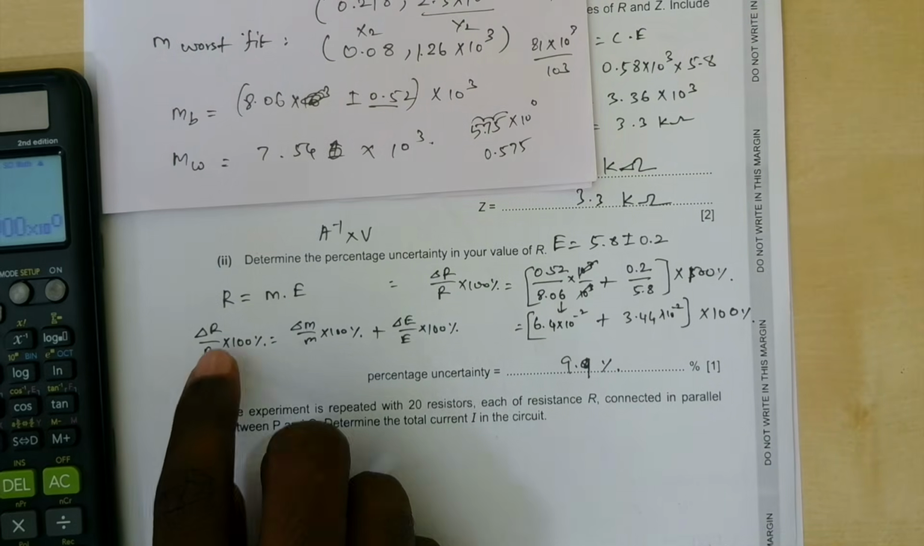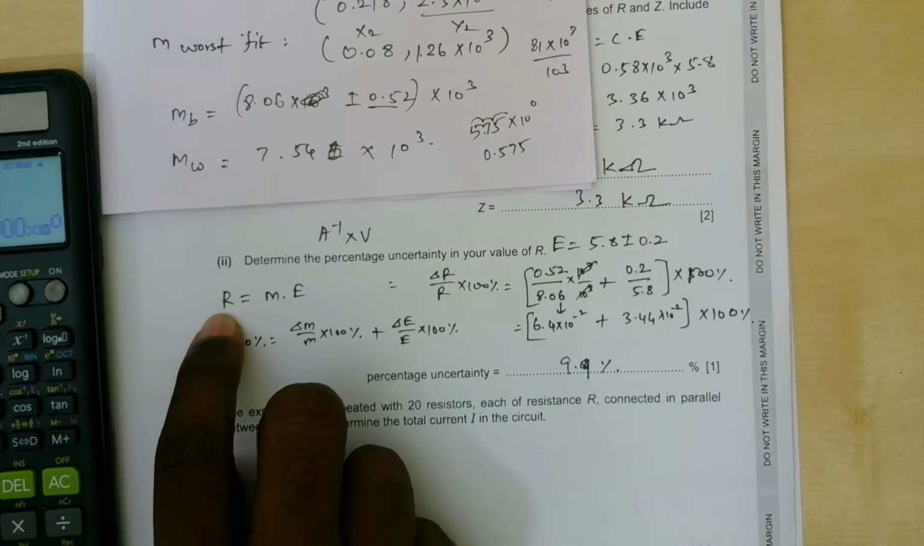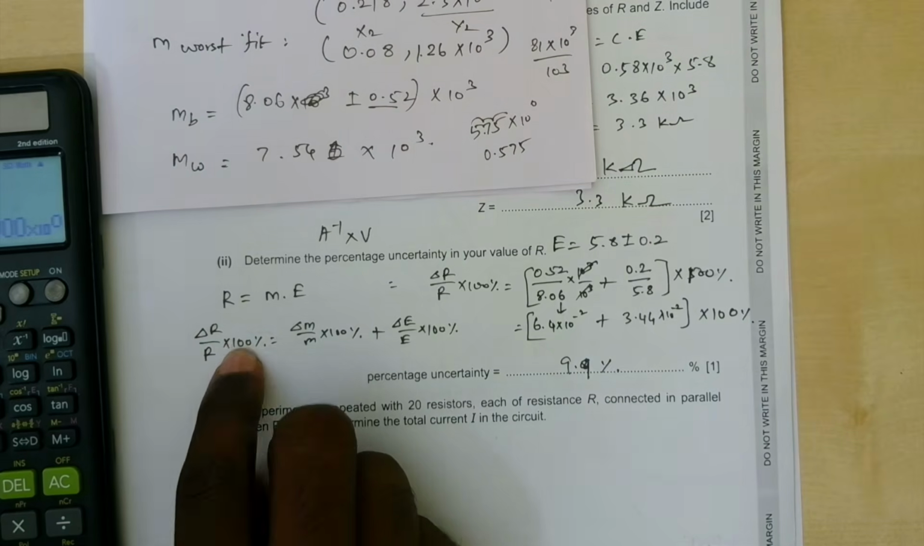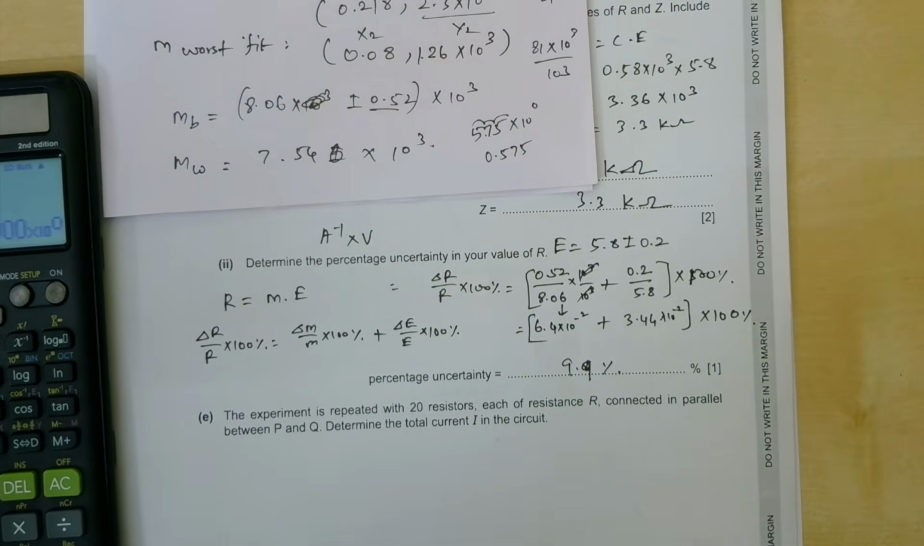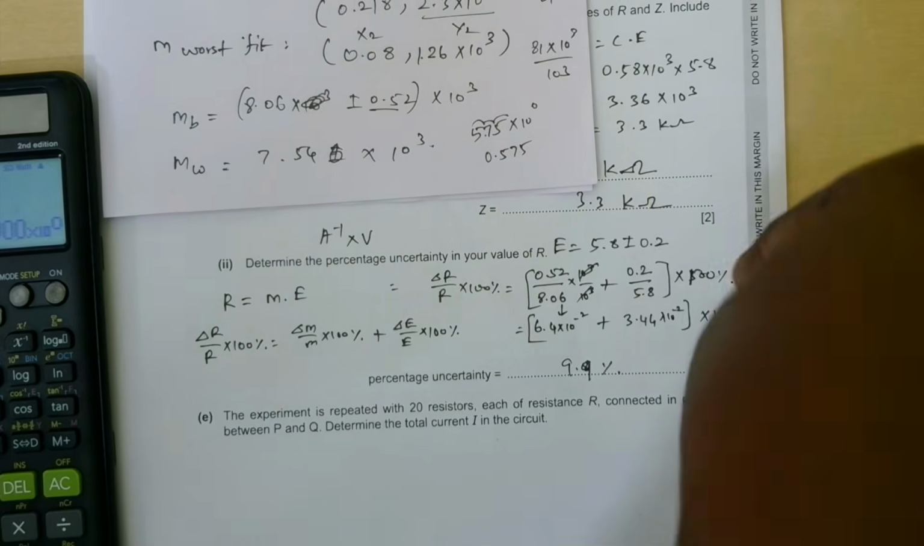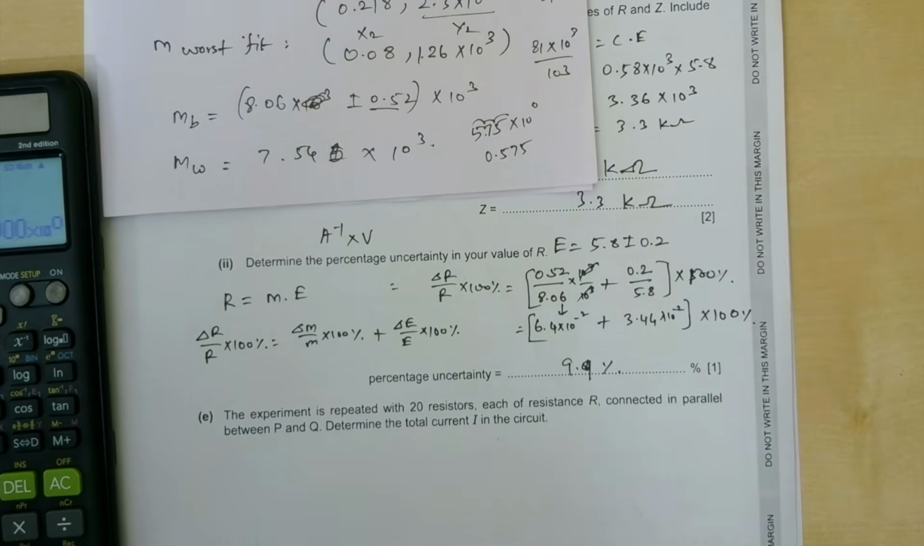Now, because we want to find the percentage uncertainty in R, the full form of percentage uncertainty in R is delta R by R into 100%. The answer you will not multiply by 100% again. We know the difference between percentage uncertainty and absolute uncertainty is only multiplying by 100%. Is it clear?